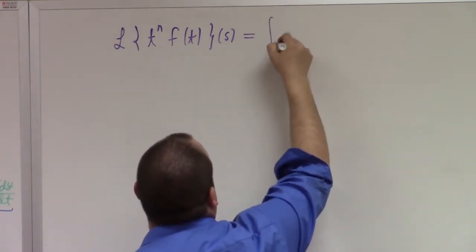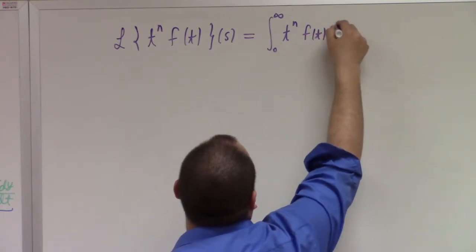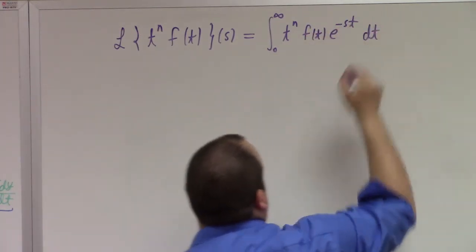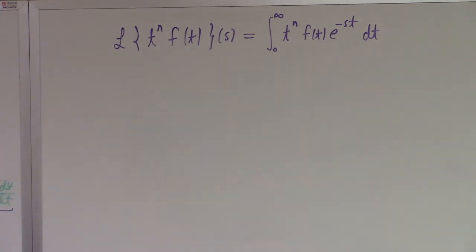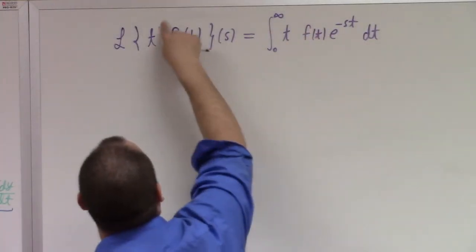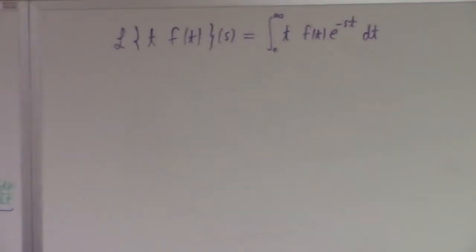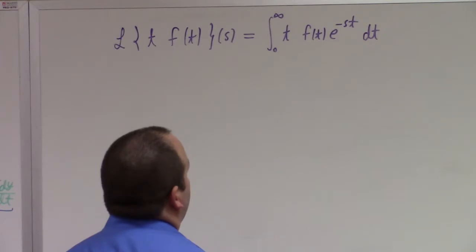We have the integral from 0 to infinity, t to the n, f of t, e to the minus st dt. Maybe I should be lazier. Let's try for n equals 1. Let's not be too greedy. We'll just do n equals 1, see what happens. If we can do n equals 1, then we can do t squared by just successively applying the first one, right? Just like we did over here. Okay, so what? Any ideas?